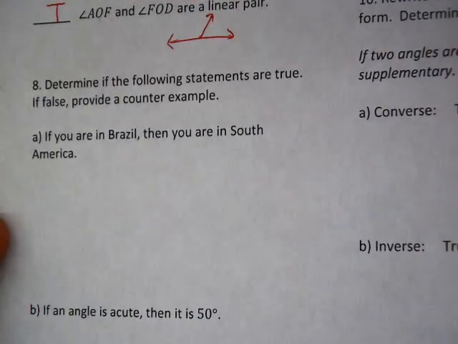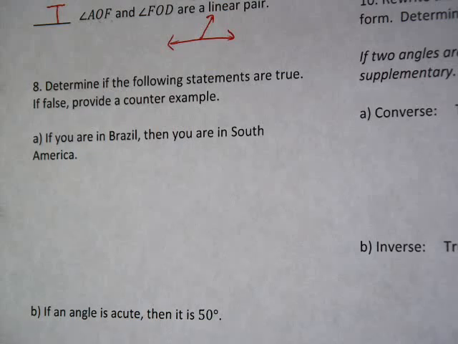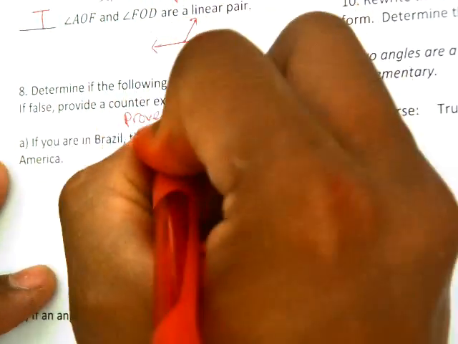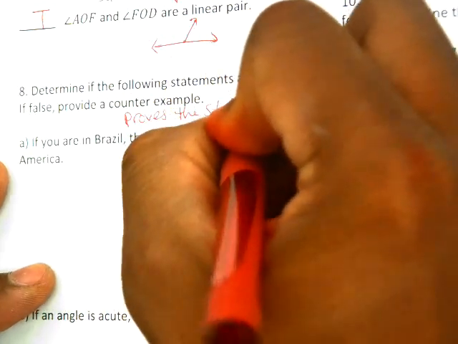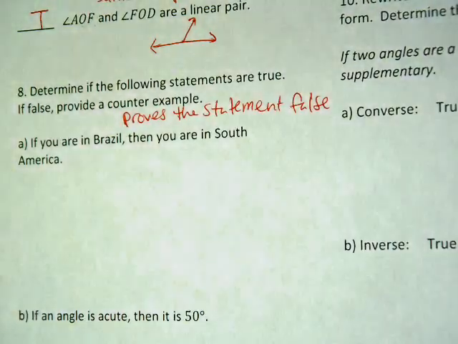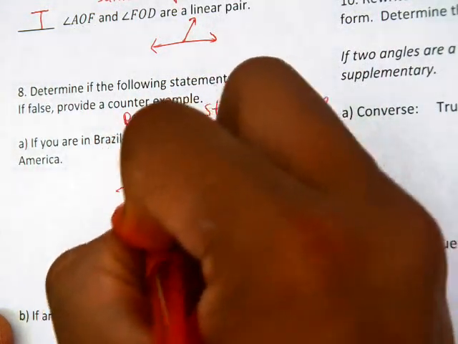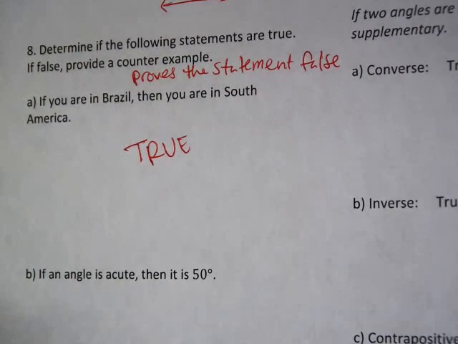So number 8, I'm supposed to determine if the following statements are true. If false, provide a counterexample. A counterexample is an example or a situation that proves the conjecture wrong. I'll prove the statement false. The first statement is: if you are in Brazil, then you are in South America. From my geography, the country of Brazil is all located in South America. So if you are in Brazil, it's 100% true that you have to be in South America. So that's true. There is no counterexample because this is 100% true.